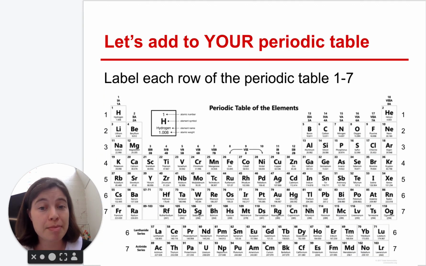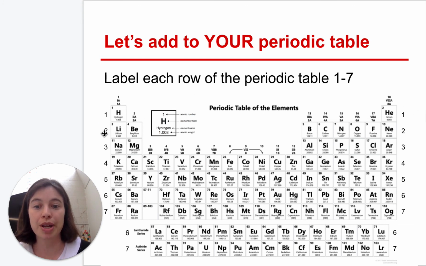So I want you to take a moment and add some information to your periodic table. What I'd like you to do is go through, and on each row of the periodic table, I want you to write the number of that row. So you can see how both on the left-hand side and the right-hand side of this periodic table, I've written 1, 2, 3, 4, 5, 6, 7.